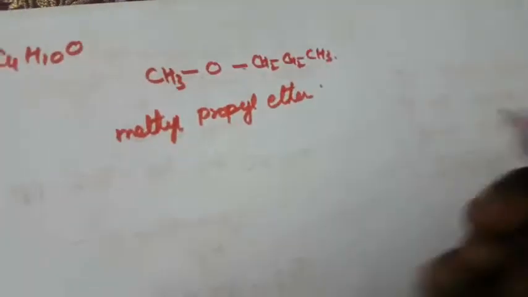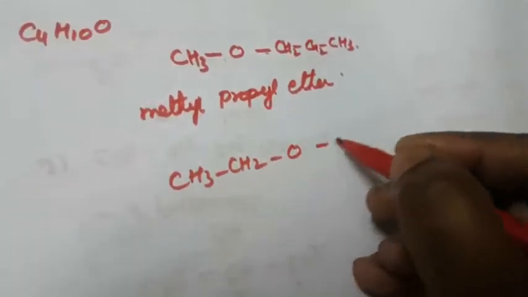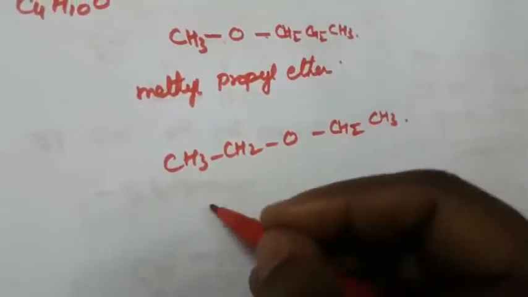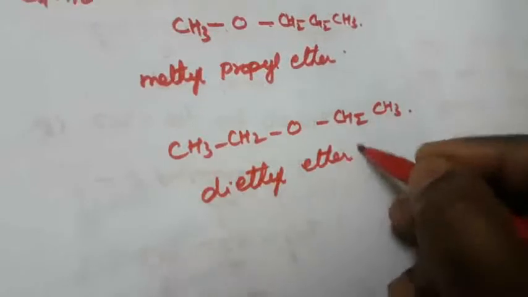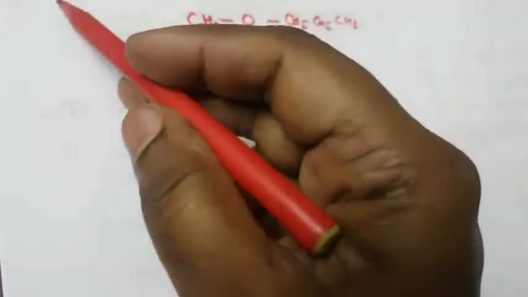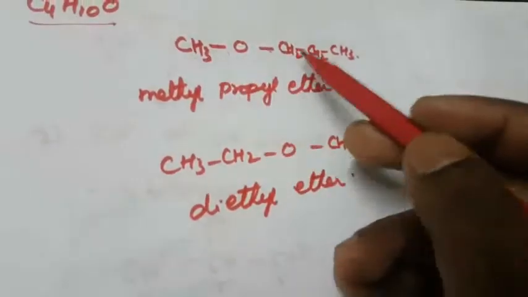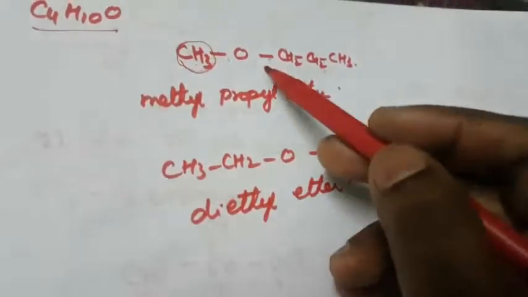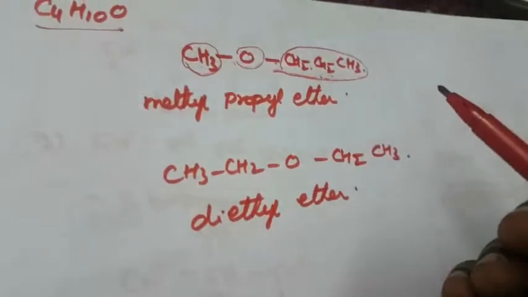Okay, so again the same compound. How to write? CH3 CH2 O, and another 2 carbons, CH2 CH3. So this is an ethyl group, and this is an ethyl group. Diethyl ether, the ether functional group. So I am writing the same compound C4H10 in two ways. The attachment of the alkyl group differs on either side of the functional group, with the same molecular formula.